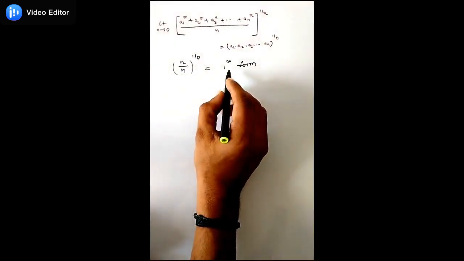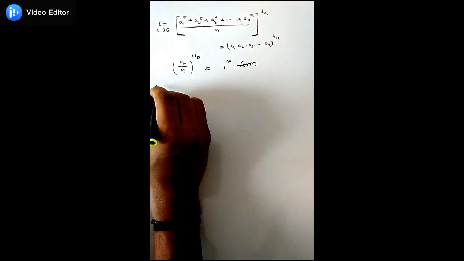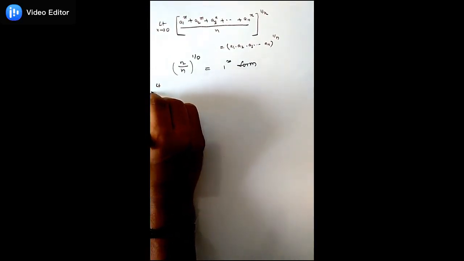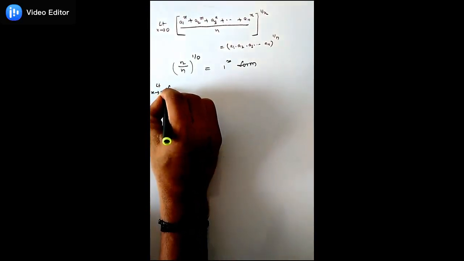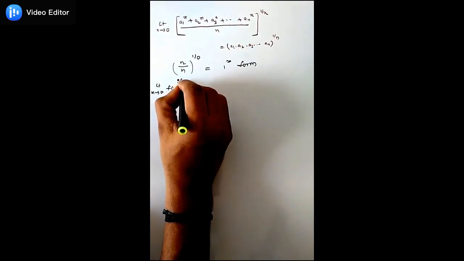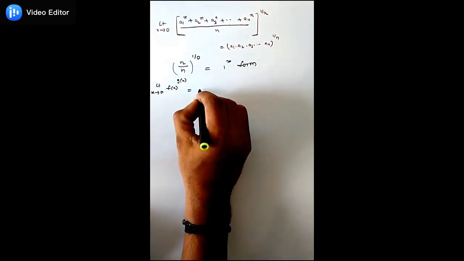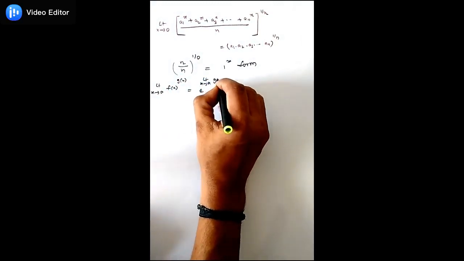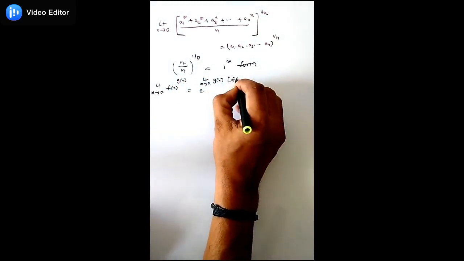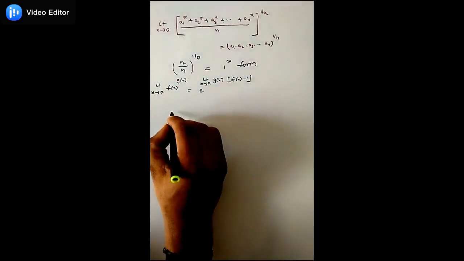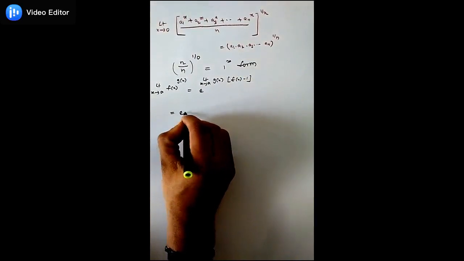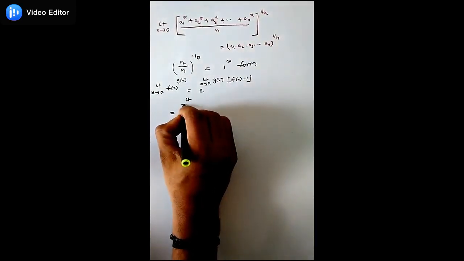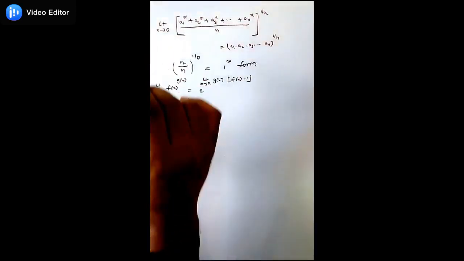When you get 1 power infinity form, we have a formula. Limit x tends to a, f of x to the power g of x is equal to e to the power limit x tends to a, g of x into f of x minus 1. Apply this formula to the given question. e to the power limit x tends to 0, for our question.